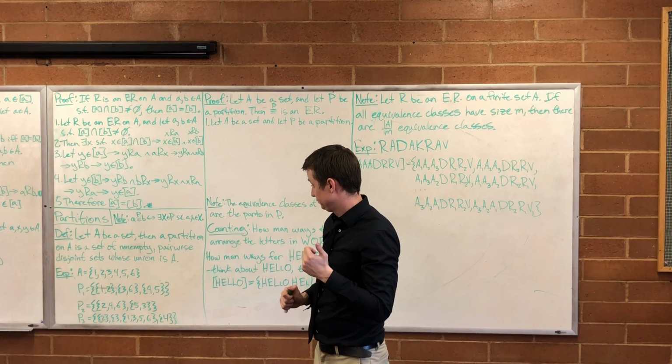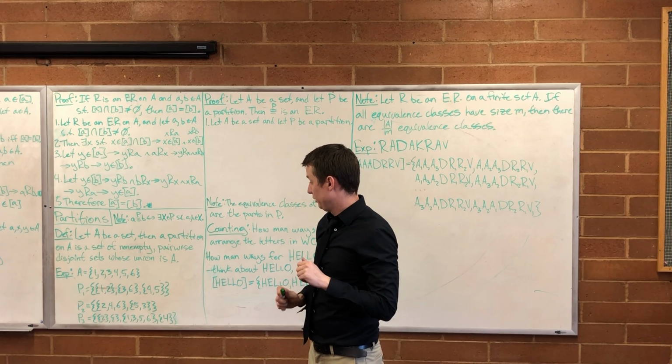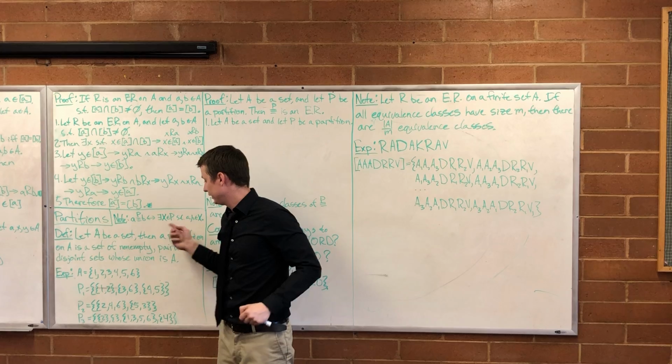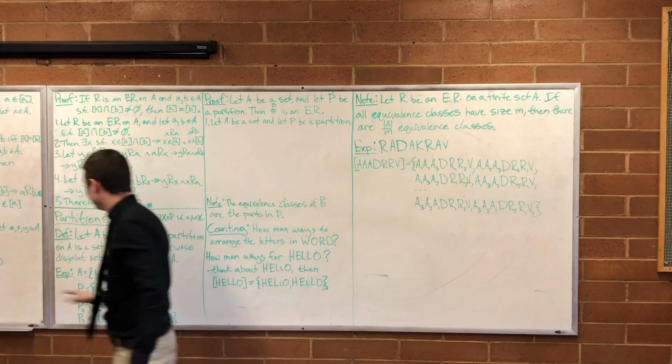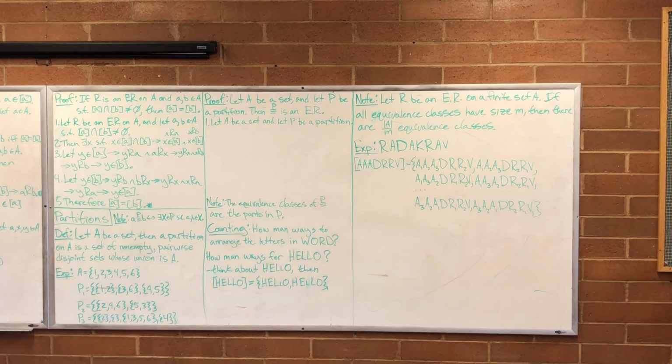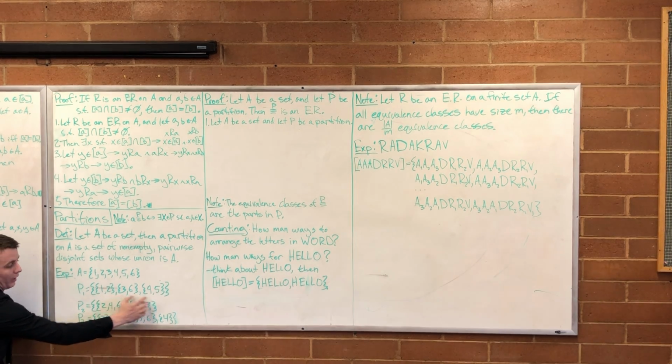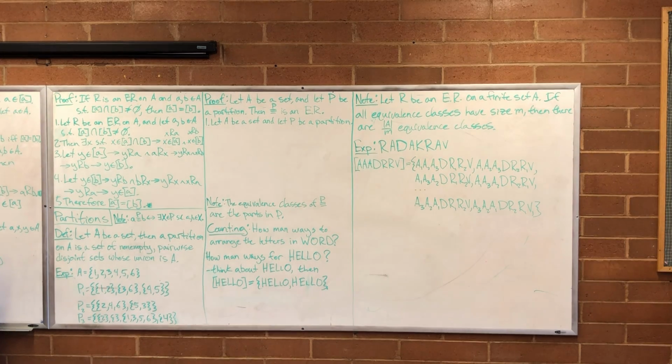Okay. So let's look at an example and then use the definition to answer my question on the example. So A is 1, 2, 3, 4, 5, 6. Question, is P1 a partition on A? Yes. You sure? Are all the sets here pairwise disjoint? Yes.